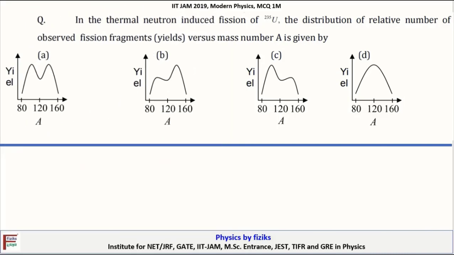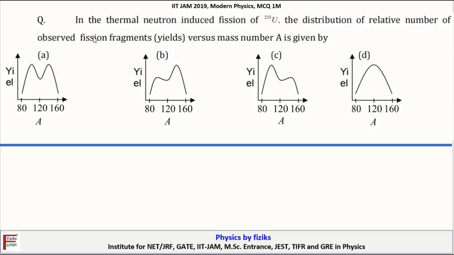We are discussing the IIT-JAM 2019 Modern Physics problem. Here we have a 1 mark MCQ. This problem is related to nuclear physics, and in this question, let us read it.